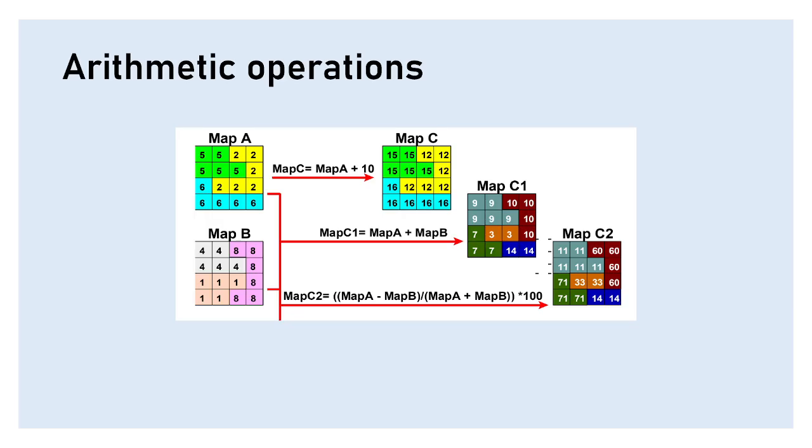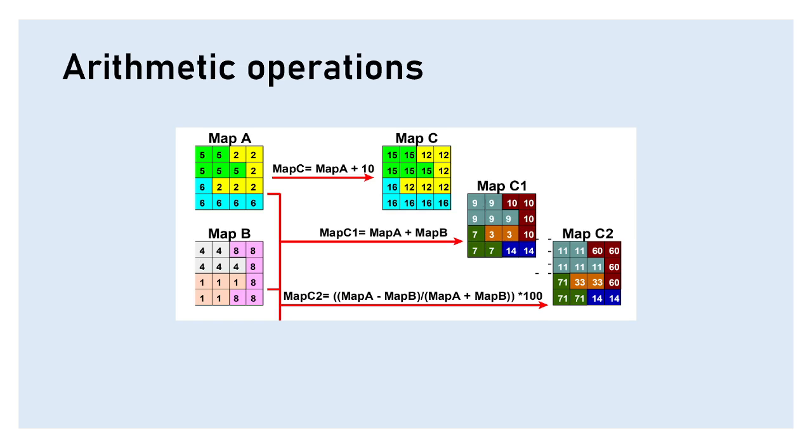It's very straightforward for the first one. Then, if you go to map C1, you can see it is a sum of map A and B. So 5 plus 4 is 9. Only the corresponding cells we will take. If you're taking the first cell of map A, then you take the first cell of map B. So 5 plus 4, 9.